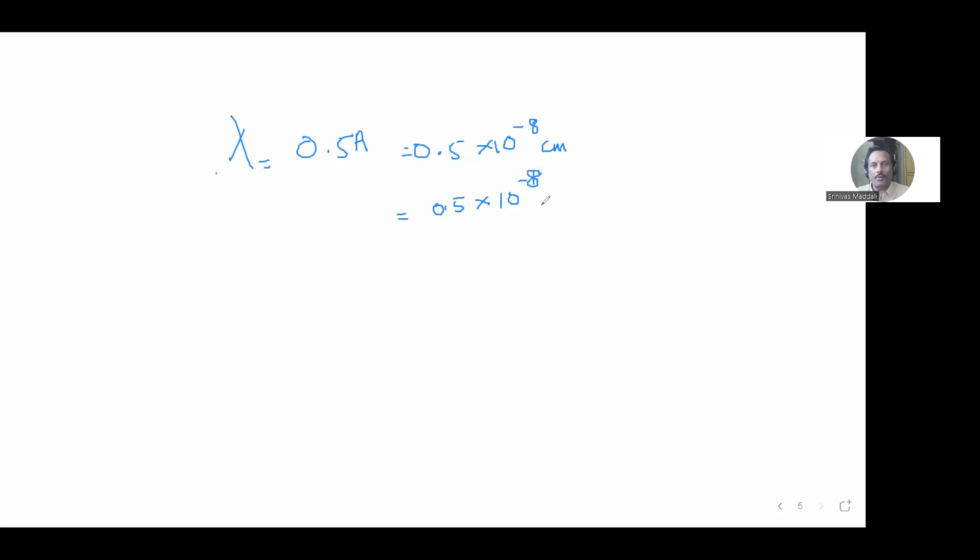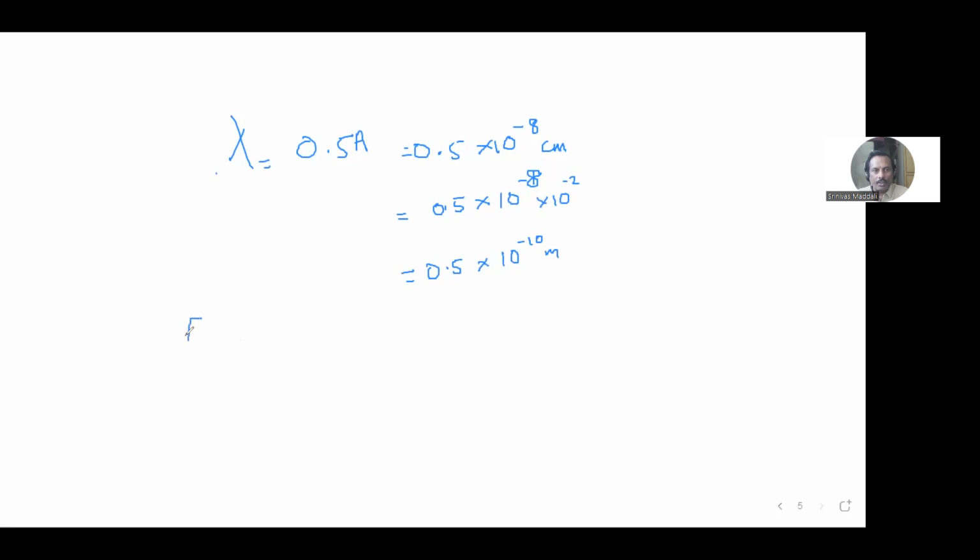1 centimeter is equal to 10 to the power of minus 2 meters. So there, in the place of centimeter, you will be writing it as 10 to the power of minus 2. So put together, that would become how much? 0.5 multiplied by 10 to the power of minus 10 meters. Since you know this, now what do you have to find out from this? You have to find out the energy.